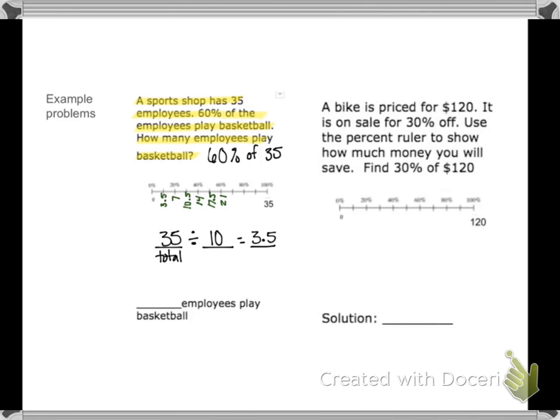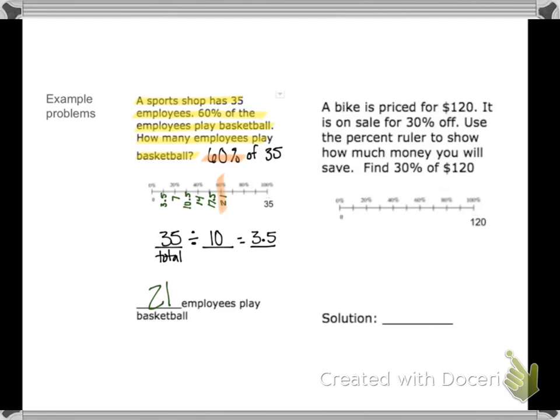And I can actually stop skip counting right now because this question was asking for 60%. 60% of 35 is going to leave us with the value of 21. 21 employees play basketball. Let's take a look at the next example.